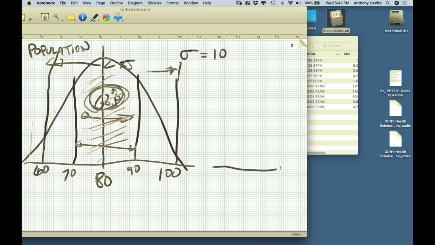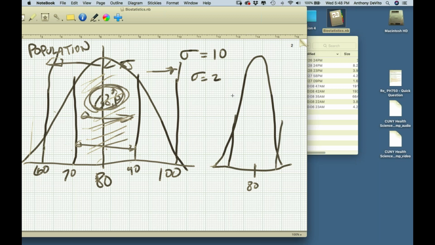And it turns out that their average blood pressure was also 80, but their distribution was much narrower. In other words, the standard deviation was equal to 2 instead of 10. Well, what does that tell you? The same rule applies. That tells us 95% of these students' blood pressures are going to be within 2 standard deviations, below the mean and above the mean.